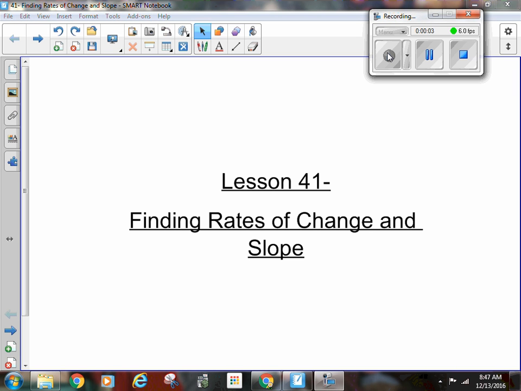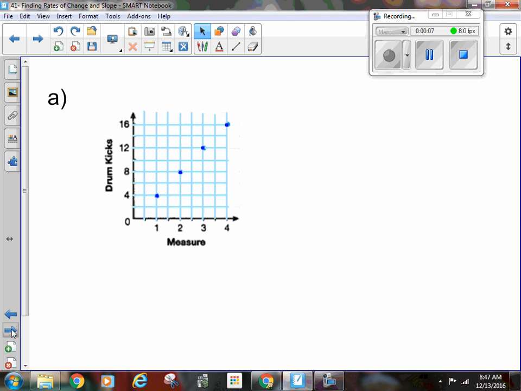All right, ladies and gentlemen, lesson 41 is on rates of change and finding slope. So let's just jump right in.